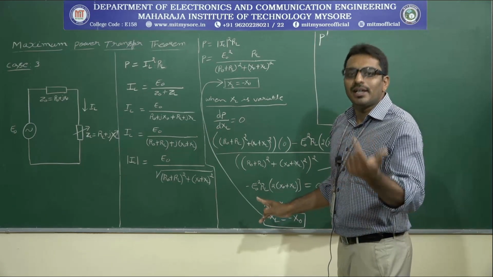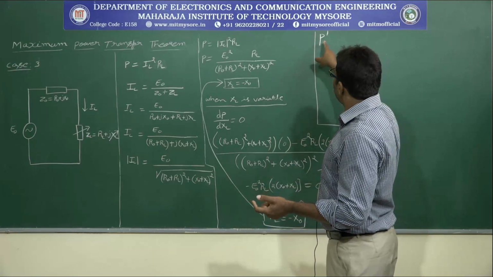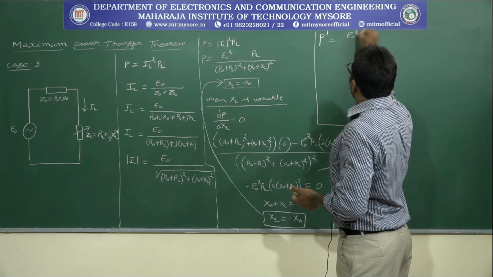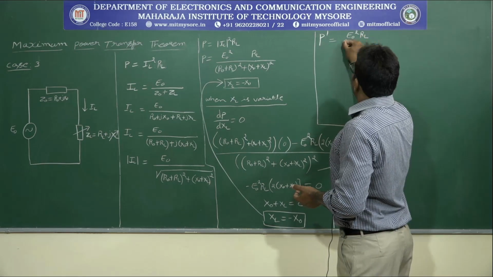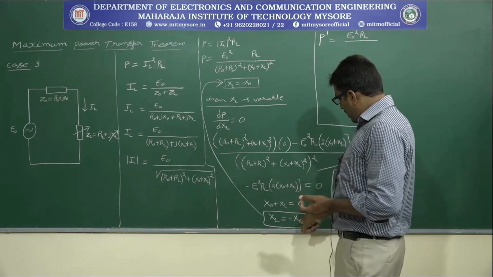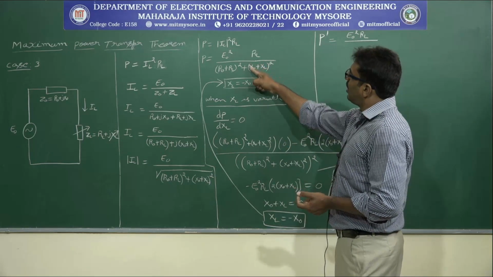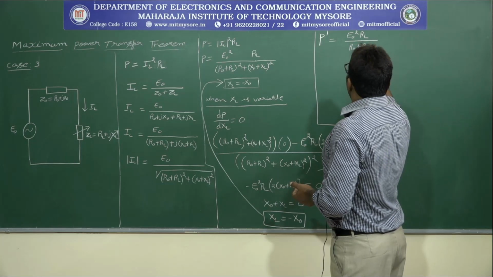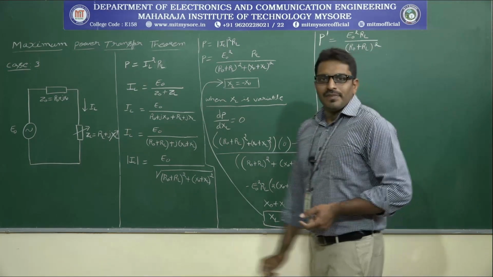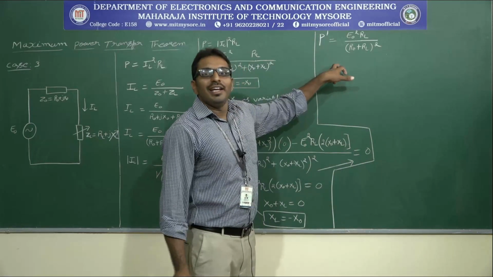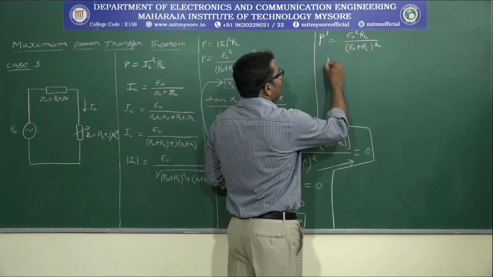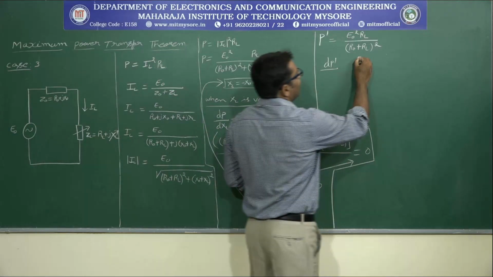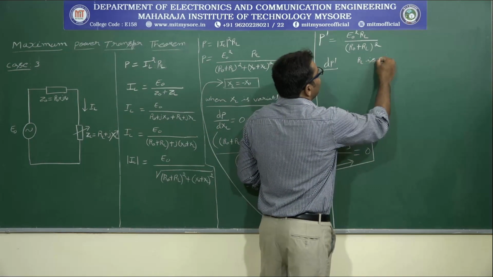Still, we can increase the power further. Let me call it P dash, which is equal to E naught squared into RL. If X naught is equal to minus XL, that part becomes 0. Then what is remaining? (R naught plus RL) whole squared. Still, we can increase the power further by differentiating this P dash with respect to RL, since now RL is variable.